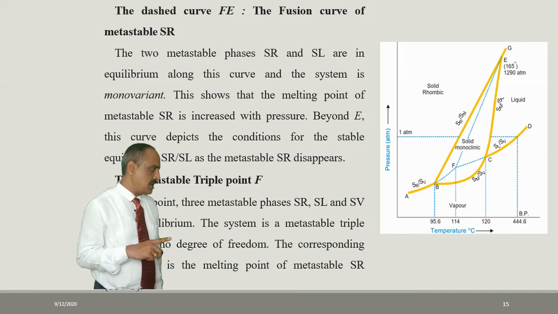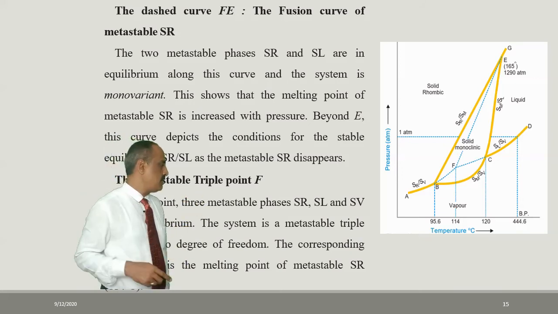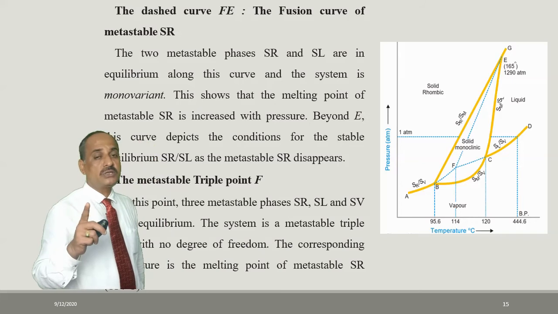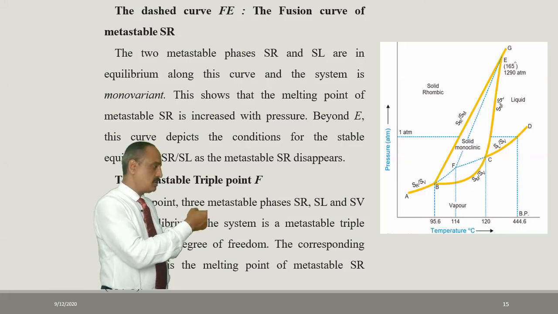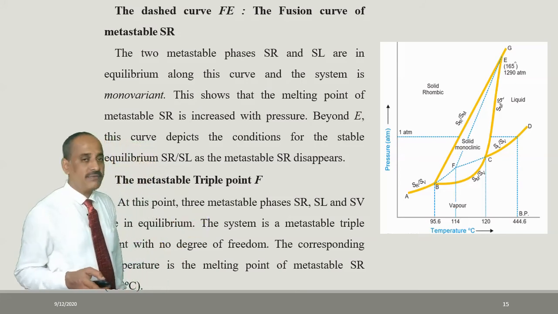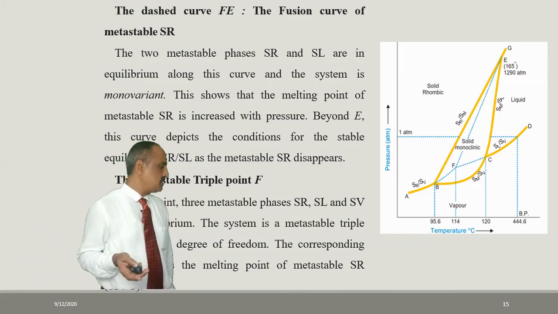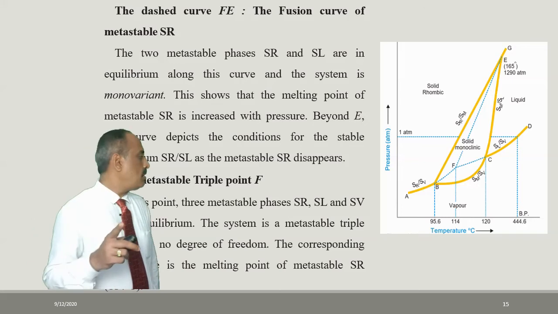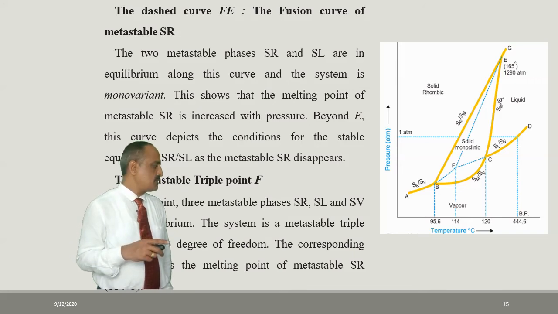Now we will study the dashed curve CF. You can see in the diagram that CF is the vapor pressure curve of supercooled sulfur liquid. Supercooling of sulfur is done, meaning the temperature is lowered from 120 degrees centigrade, and on supercooling liquid sulfur, the dashed line CF is obtained. It is the back prolongation of DC. The curve CF represents the metastable equilibrium between SL, that is sulfur liquid, and sulfur vapor. And it meets the dashed curve BF at F.